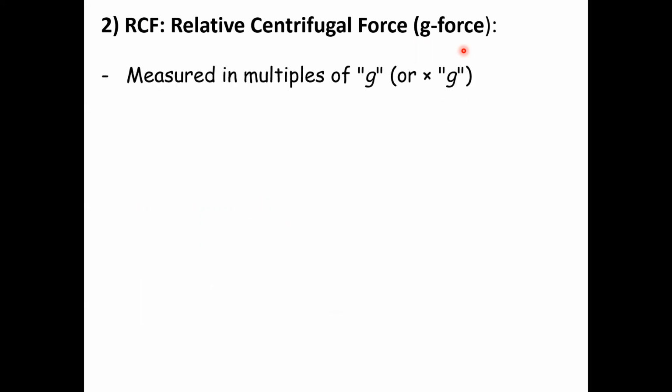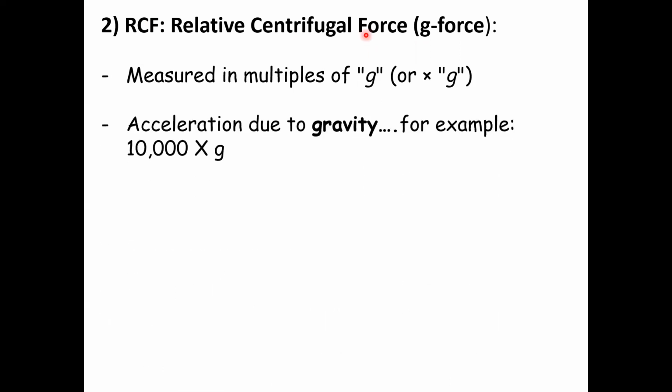G here, or G force. G stands for G force, which is the acceleration of gravity. RCF is measured in multiples of G. So how strong is the rotation in terms of gravity? For example, if you look at this one, it is 10,000 times stronger than gravity. The speed of the rotor is 10,000 times larger than gravity, 20,000 times larger than gravity, etc.